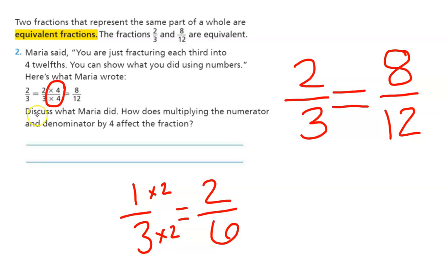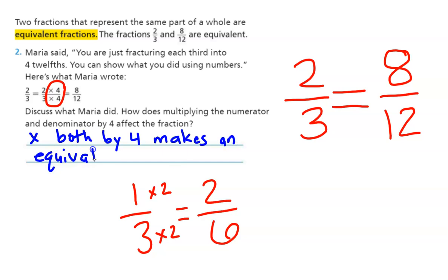So what do I want you to write on this line? It says, discuss what Maria did. How does multiplying the numerator and denominator by 4 affect the fraction? And I want you to basically say that it makes it the same. It says multiplying, we can do an X symbol for that, multiplying both by 4 makes an equivalent fraction, and we'll leave it just at that, okay? So it makes it basically an equivalent fraction. They're going to be the exact same thing.